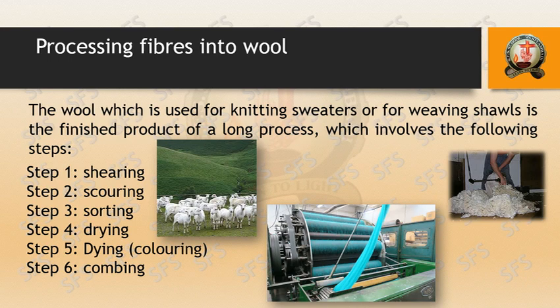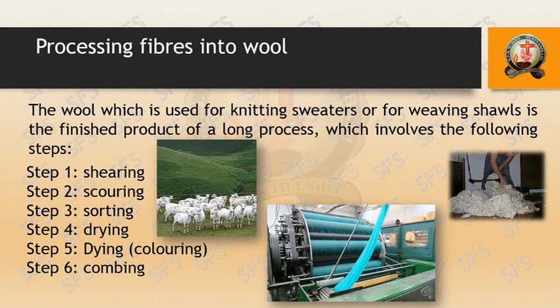Second one, scoring. Scoring is where they pick only the fine hair which is available. Third one, sorting. They sort it differently. After removing the impurity from the hair during the scoring process, they separate the long hair and the short hair. That is what happens during the sorting process. After sorting, they do drying to make them dry. And the fifth step is dyeing. Dyeing is nothing but coloring.